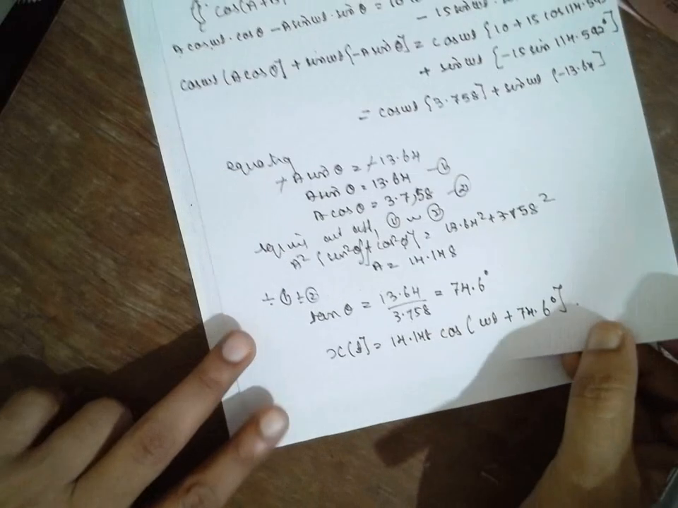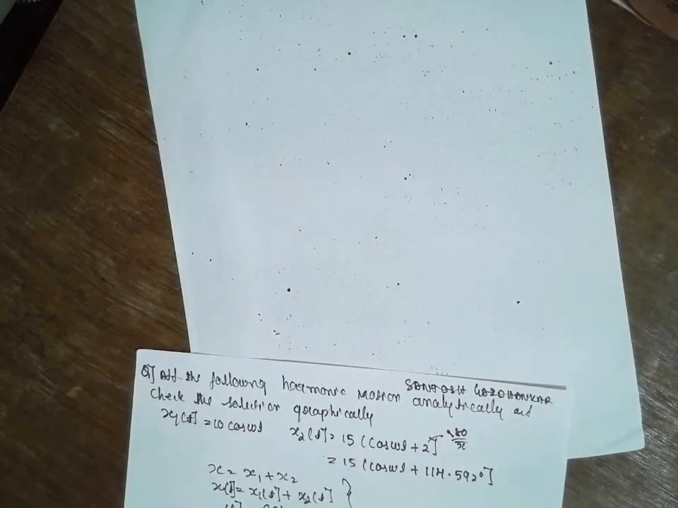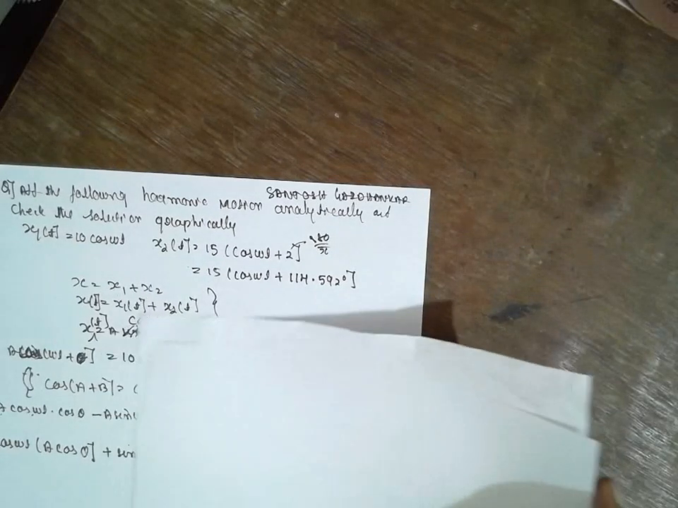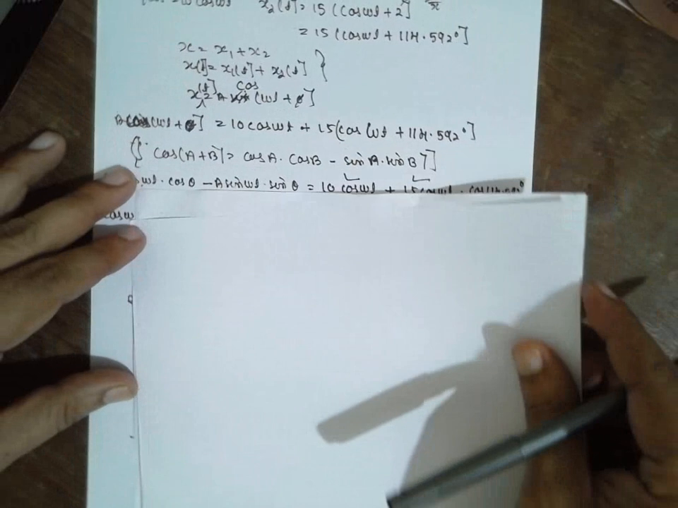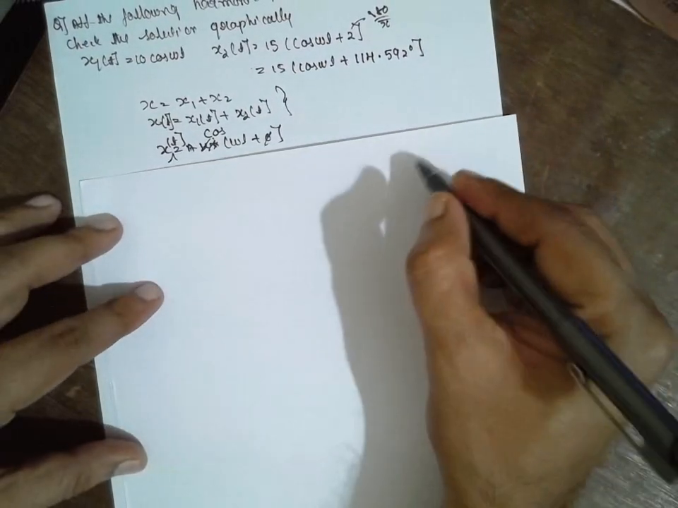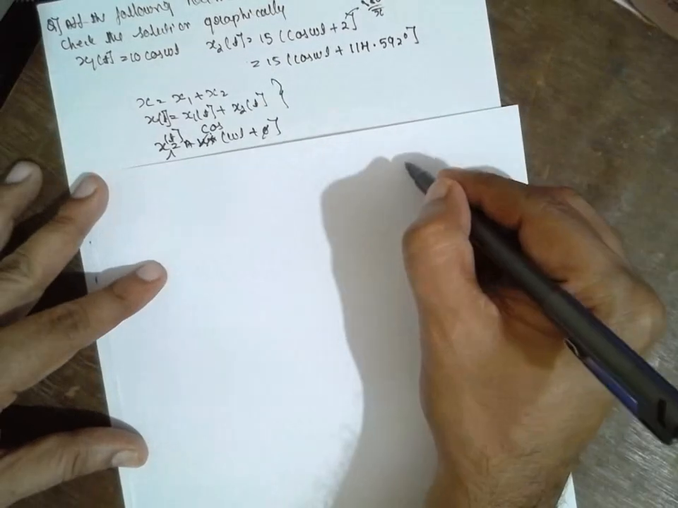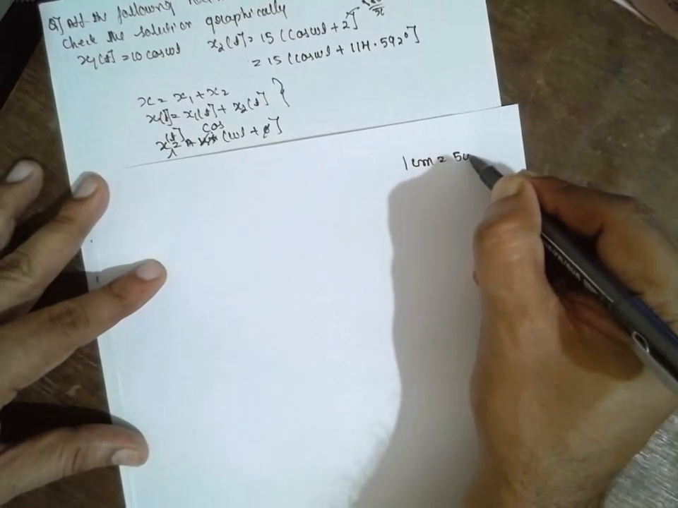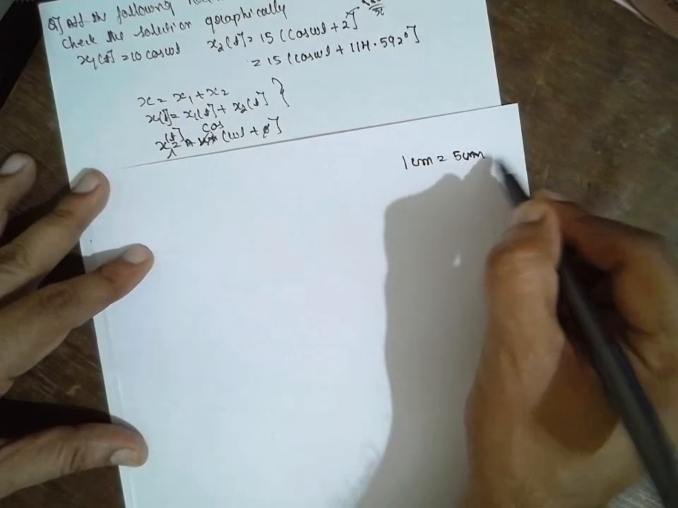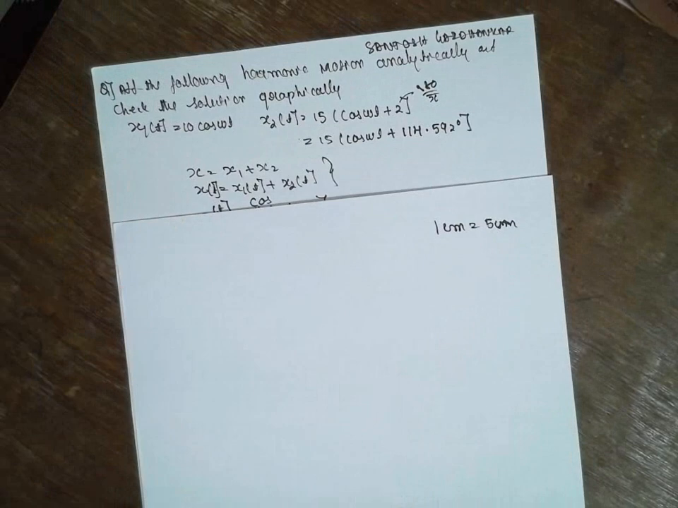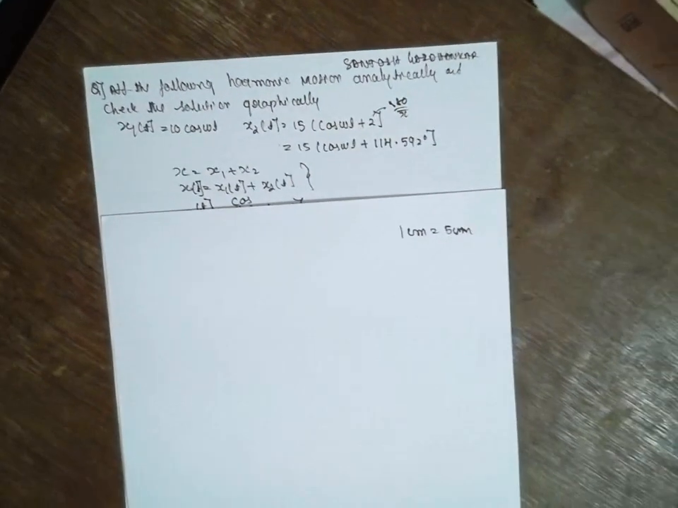Now I will go for the graphical method. I will consider the scale as 1 centimeter equal to 5 units, because they have not mentioned whether it is mm or centimeter. Okay, this is the problem. This is the graphical method, I am doing it now.